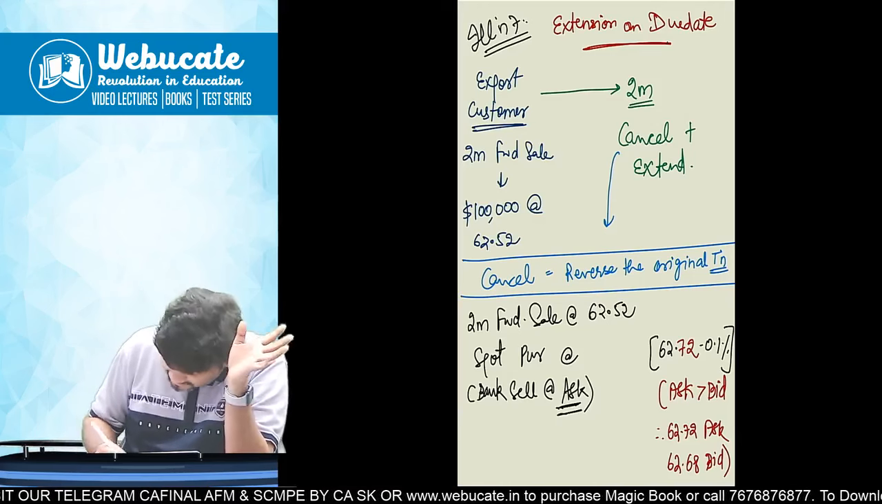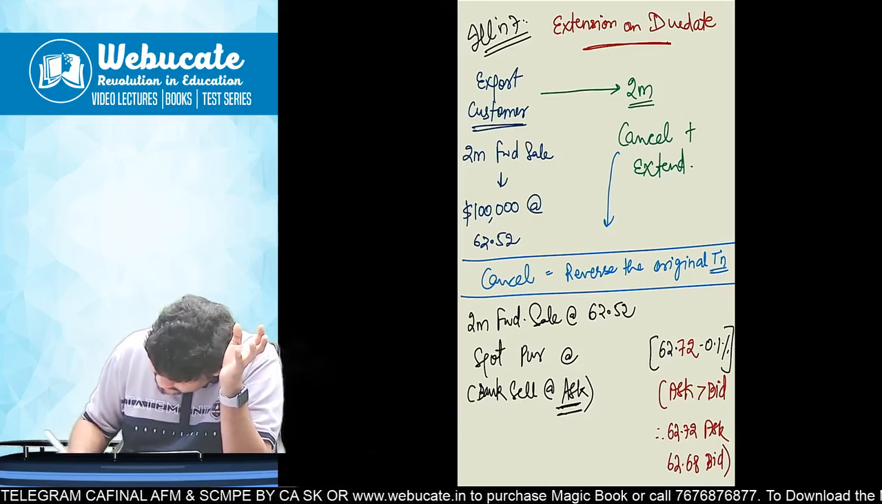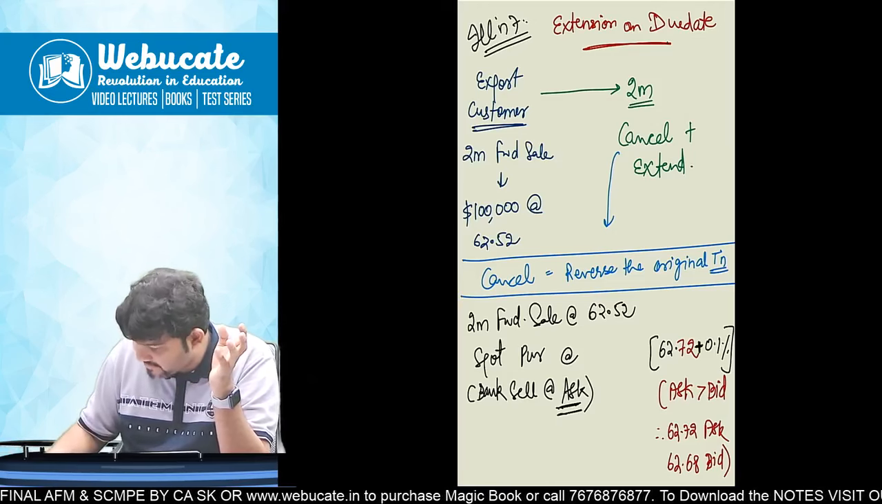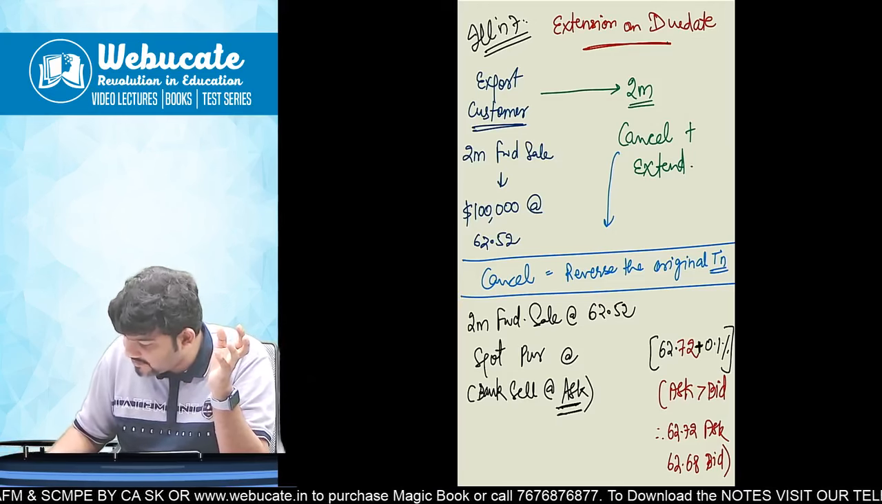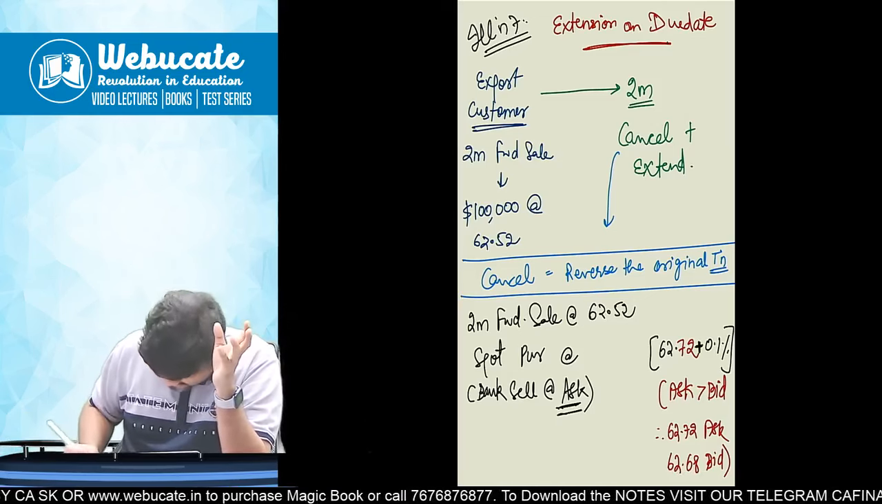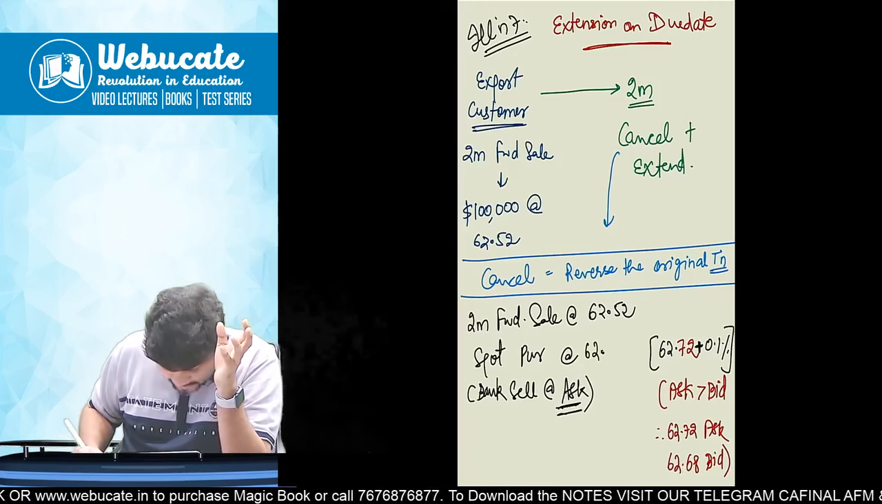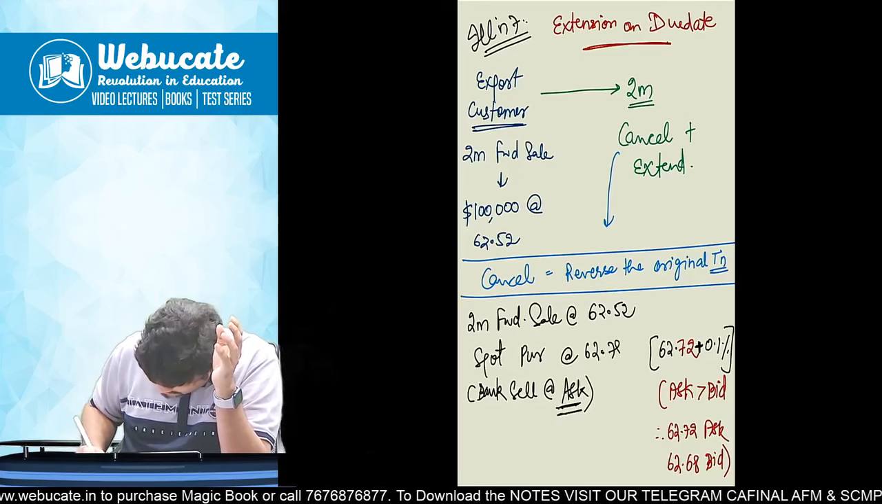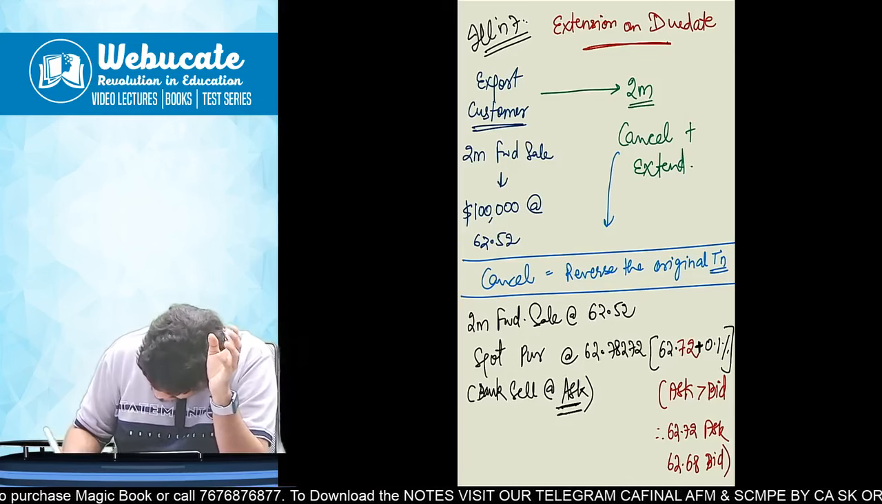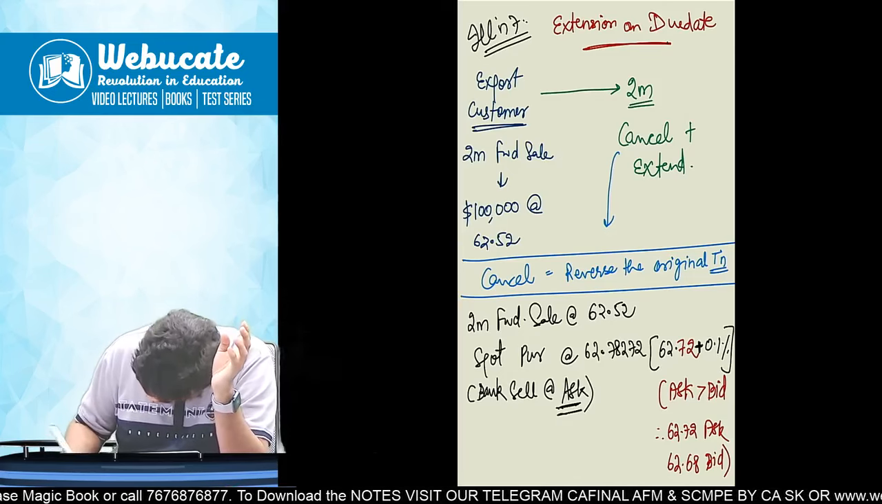Oh, you are purchasing. So add, sir. Add. What you are doing, sir? Are you sleeping, sir? You want a coffee? Yes. I want filter coffee. 62.72 plus 0.1%. 62.78272. Okay, guys. Come on. 62.78272. Remember, customer purchasing.